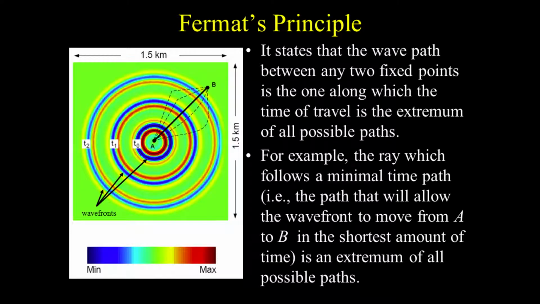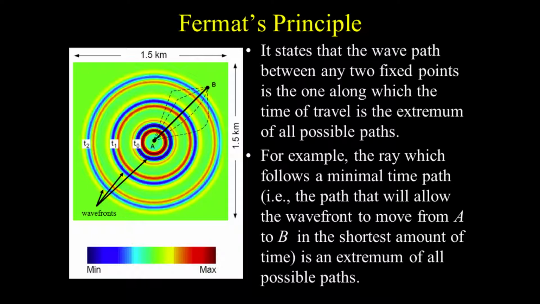Fermat's principle states that the wave path between any two fixed points is the one along which the time of travel is the extremum of all possible paths. For example, the ray which follows a minimal time path, that is, the path that will allow the wavefront to move from A to B in the shortest amount of time, is an extremum of all possible paths. Let's repeat this. It's very important for the rest of the class that you understand this principle.